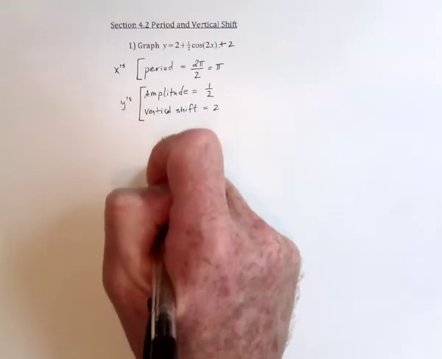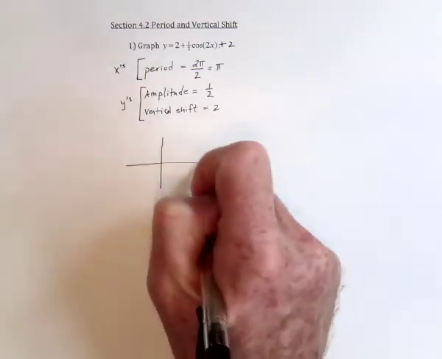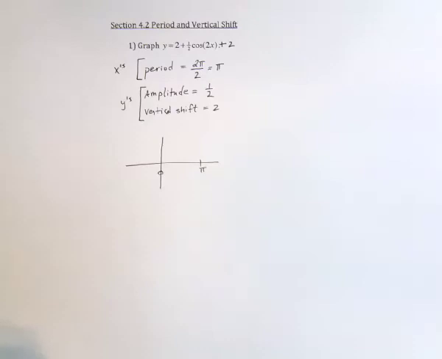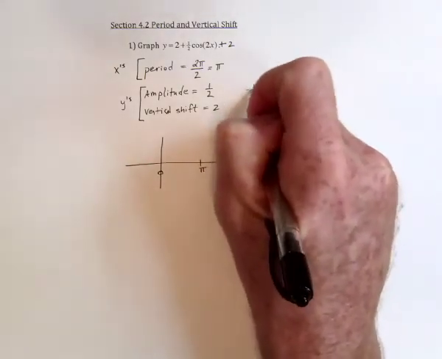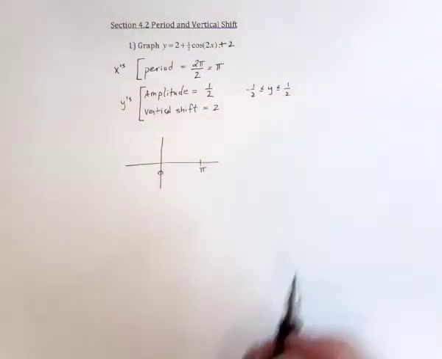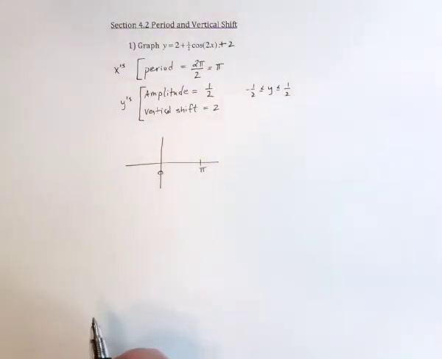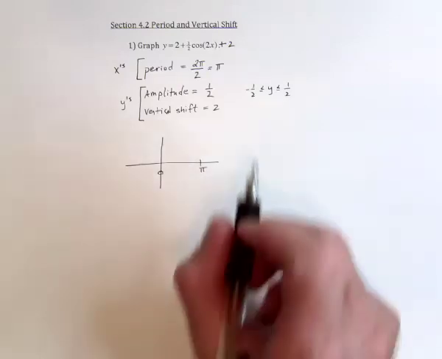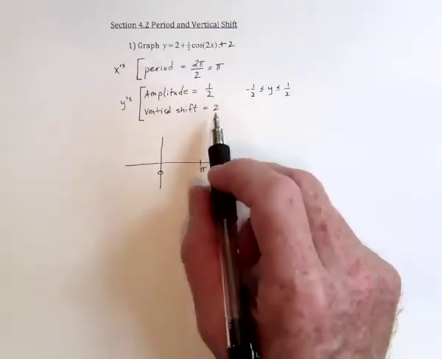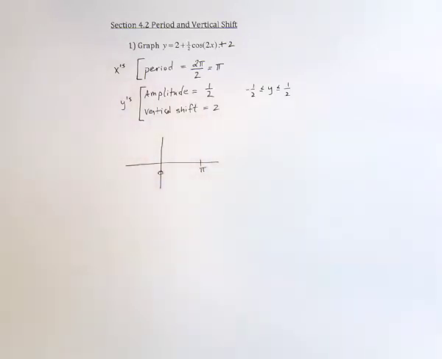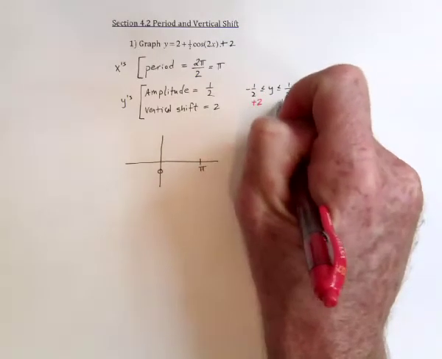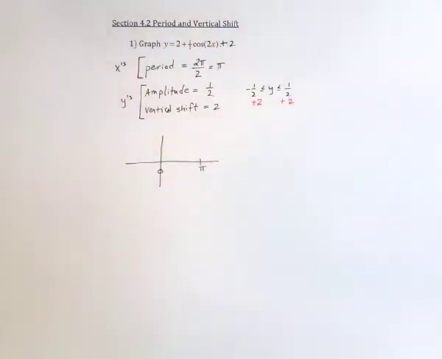So on the x-axis, we'll just go from 0 to pi. And then for the y-axis, well, the amplitude means that the y values are going to be between negative 1/2 and positive 1/2, instead of the usual negative 1 and positive 1 that cosine ranges between. Then vertical shift means add 2 to that. So we now need to add 2 to these to shift it up by 2.